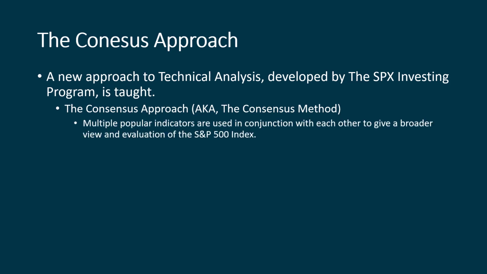Multiple popular indicators are used in conjunction with each other to give a broader view and evaluation of just the S&P 500 index. That's what I focus on the most. For those of you that do invest in individual stocks, this can still really benefit you because you have that saying, a rising tide lifts all boats. If the market is going up, your stock has a tendency to go up as well. If the market is going down, your stock may have a tendency to get sucked down with everything else. Having a broader view of things can still really benefit you even if you trade individual stocks or companies.